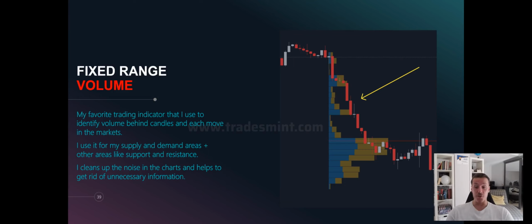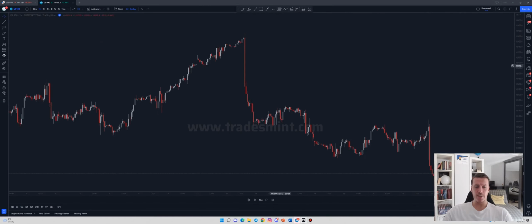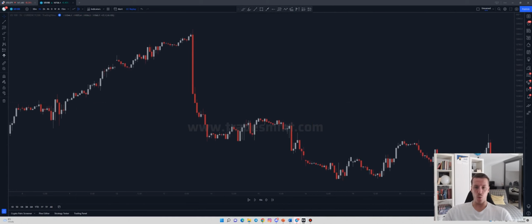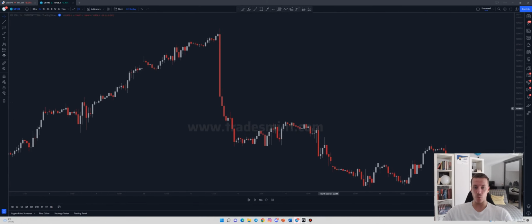All right, so fixed range volume, my favorite trading indicator. I use it a lot. I use it for multiple purposes. It's never my decision maker, but it's a great confirmation that you can add to your trading. So very quickly, what I use this for, why I use this is basically, what is this indicator?